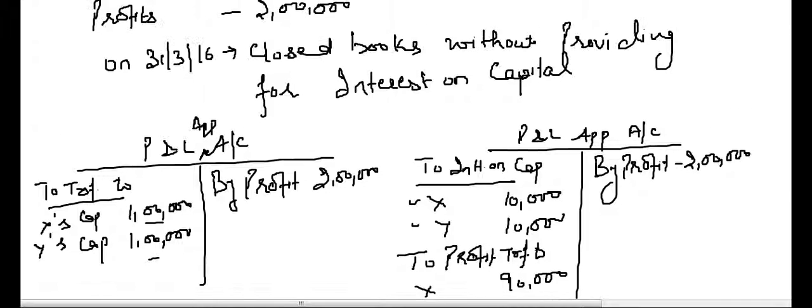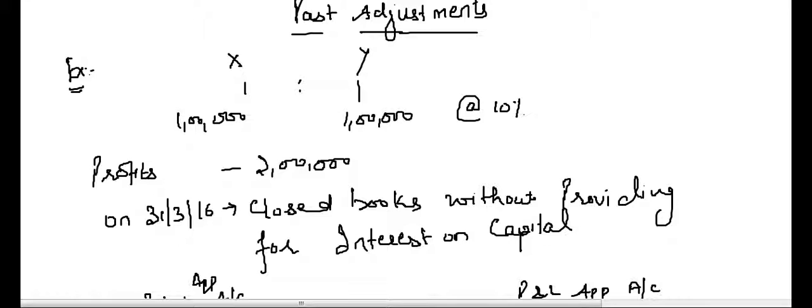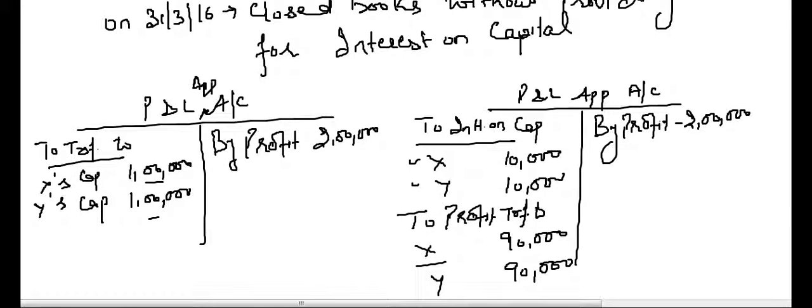I'll say they do not. What they do is, they're sharing the profits in some other ratio, not 1:1, because that will not serve the purpose of the question. I'll say they're sharing profits in the ratio of 3:1. Right? 3:1 means they are sharing as 1,50,000 and 50,000.